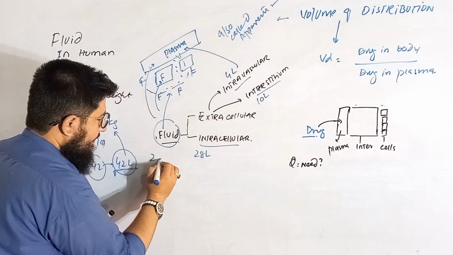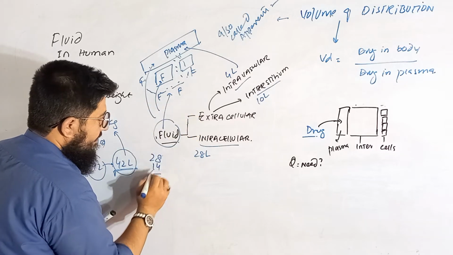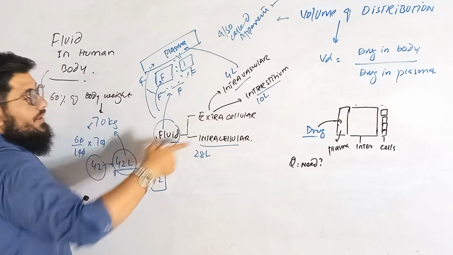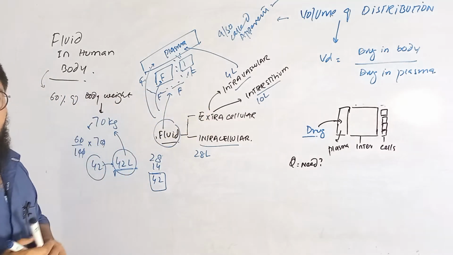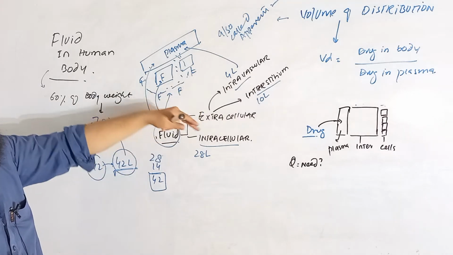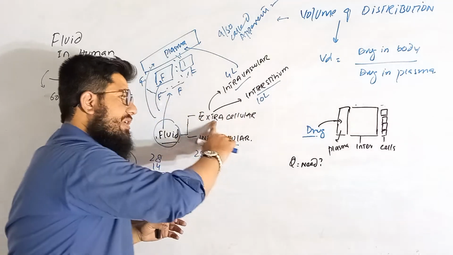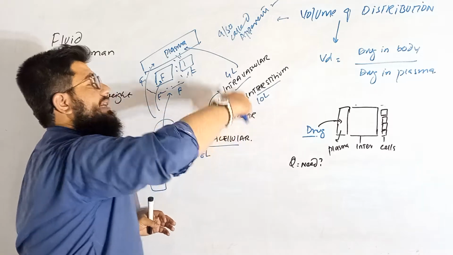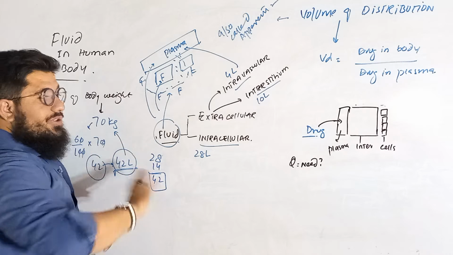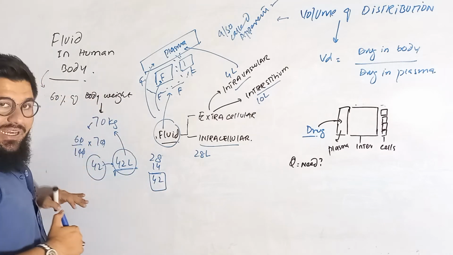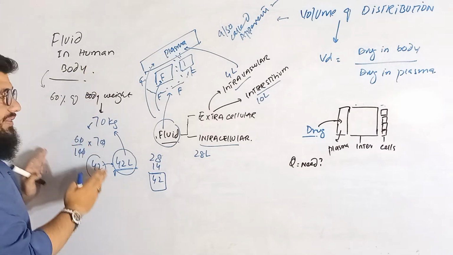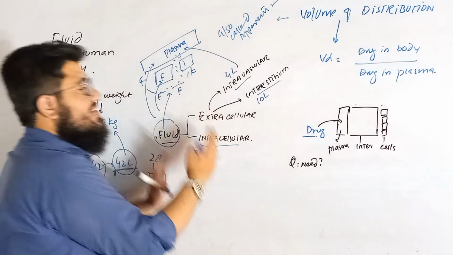Now just sum up: 28 plus 10 plus 4 is 42. So this is the entire amount of the fluid inside the cell and outside the cell. If we talk about outside the cell, extracellularly, we are talking about the interstitium and intravascular portions. So this is how the fluid is distributed in the body. We have two questions: how to find the fluid in the human body, and how the fluid is distributed.